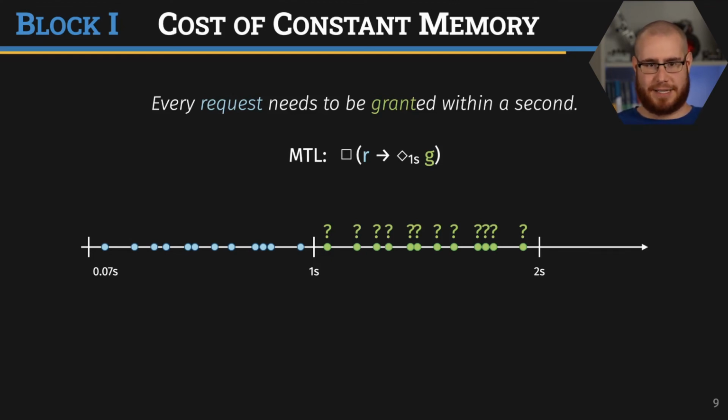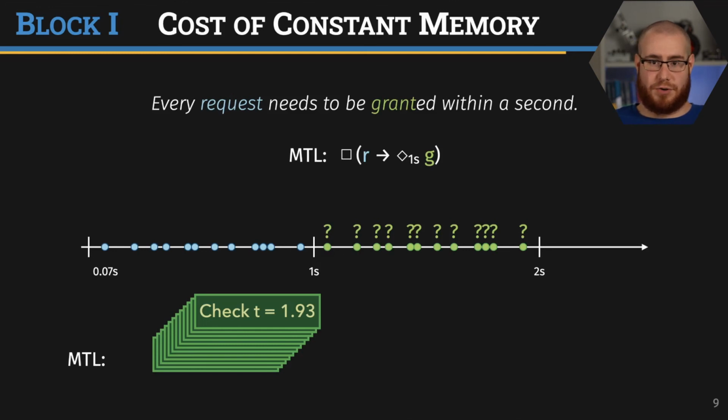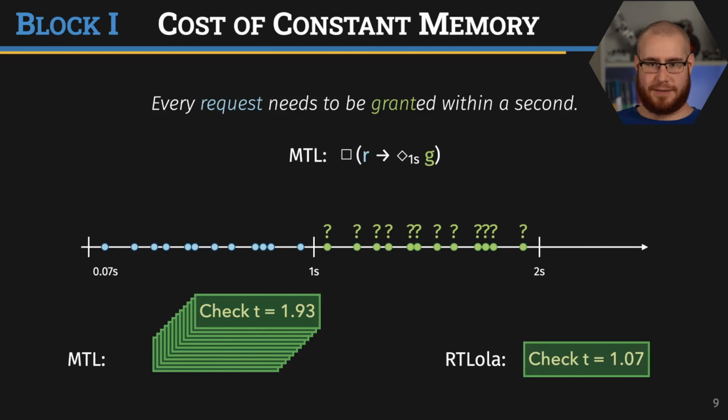So the obligations the monitor has to maintain for MTL is, for every single request we get, we have to check 1 second later whether there was a grant. That means the number of obligations we have to maintain increases with the number of inputs we get within this frame of 1 second. And this in particular means that the number of obligations is statically unbounded, because we don't know how many inputs we are going to get. In RT-Loader, this is different, because here we know as soon as we get the first request at 0.07, we know 1 second later we have to check whether there is the respective grant. And everything in between is something we don't have to store.